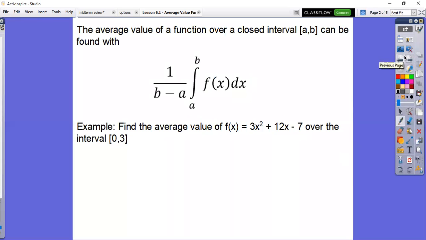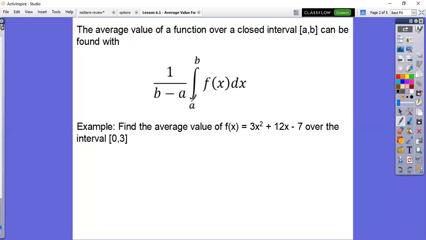So the average value function, basically what it says is for a closed interval from a to b, we can find the average value of the function over that closed interval. Again, assuming that it's differentiable and continuous so I can actually take this integral, this would be the integral from a to b of f of x dx. And then I'm going to divide that by b minus a.